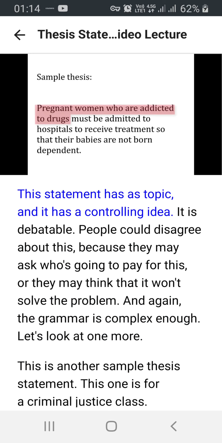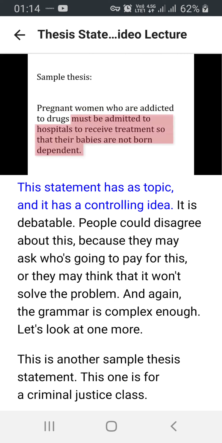This statement has a topic and it has a controlling idea. It is debatable. People could disagree about this because they may ask who's going to pay for this, or they may think that it won't solve the problem. And again, the grammar is complex enough.